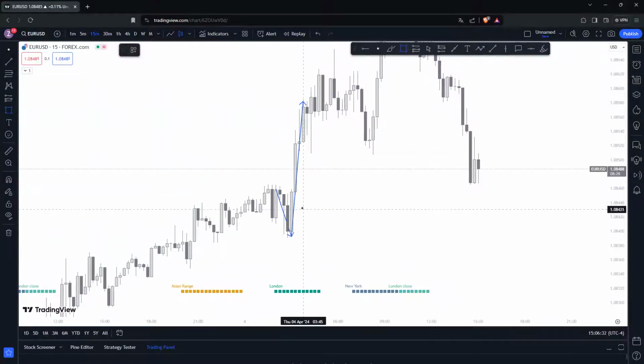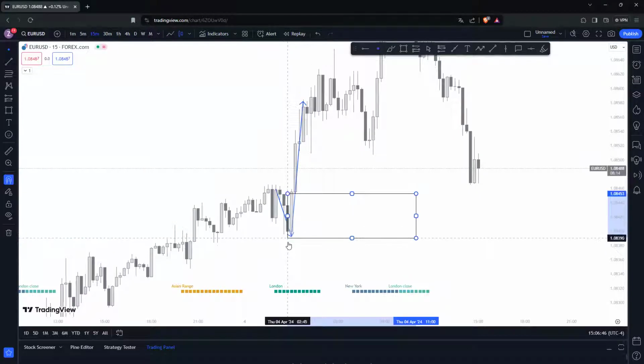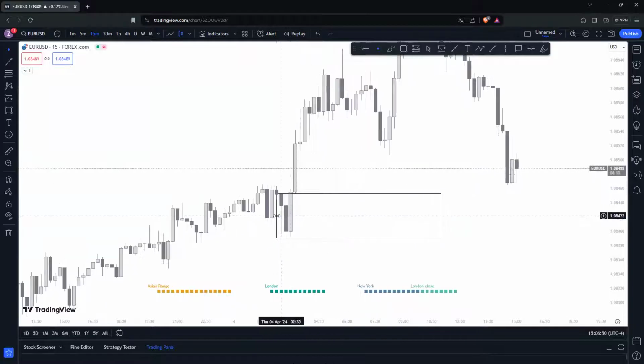You have to mark the last candlestick before the up move. In this small pullback right here, you're going to look at the last candlestick before we started going up. The last candlestick would be this bearish one. Once you mark this bearish candlestick, that is your engulf. This is how to mark an engulf.